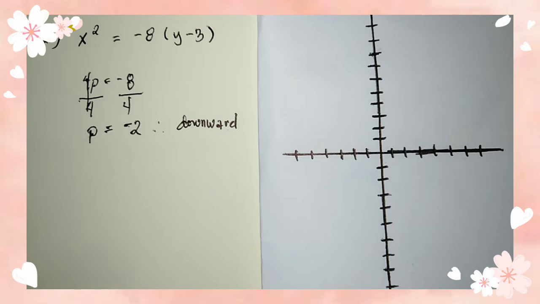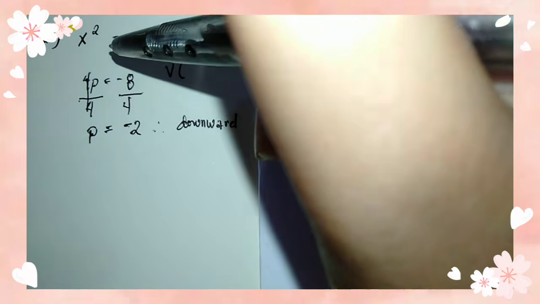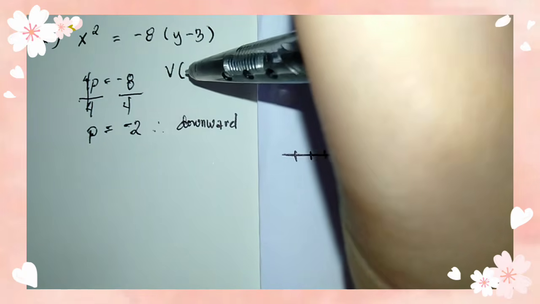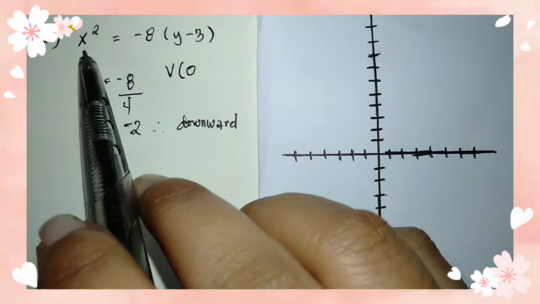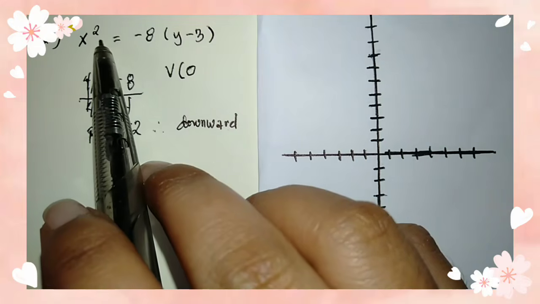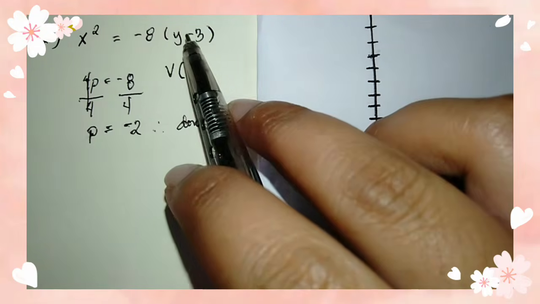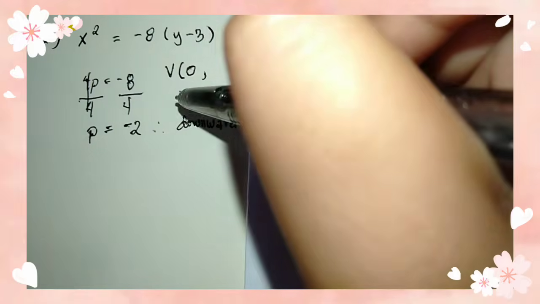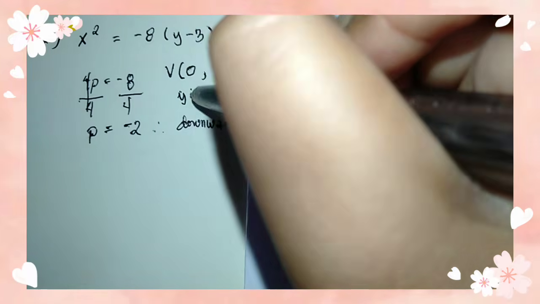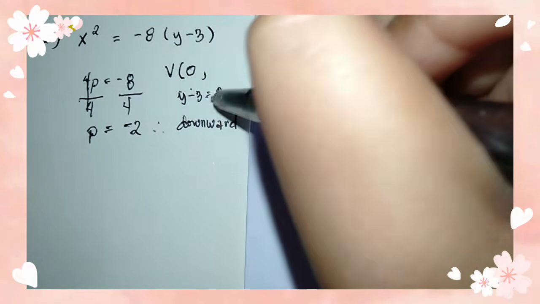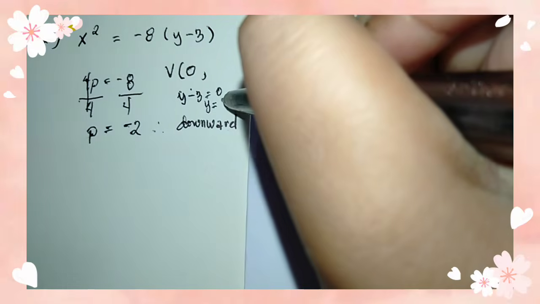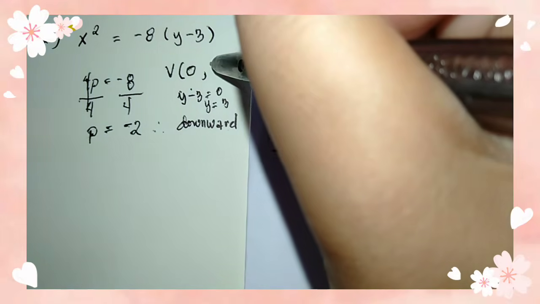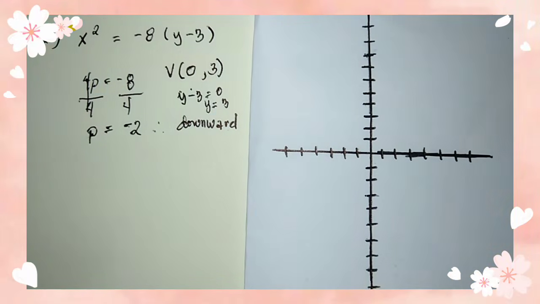Okay, so what is our vertex? So, we have, since si x squared, we're going to represent as x is equal to 0, since wala siyang h dito. And, of course, si negative 3, siya yung ating k. So, y minus 3, equate natin to 0. Y minus 3 is equal to 0. Therefore, y is positive 3. Okay? So, positive 3 is our k.